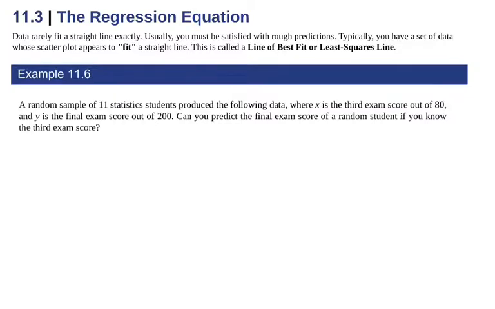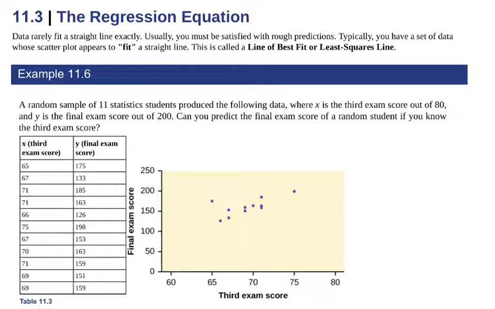And so we're going to go ahead and look at this example here with the exam scores. So a random sample of 11 statistics students produced the following data. So they looked at the third exam score that was out of 80, and then their final exam score, which was out of 200. And they wanted to see if these were somehow related, and we could kind of predict the final exam score given students' third exam score. This is example 11.6 from the text.